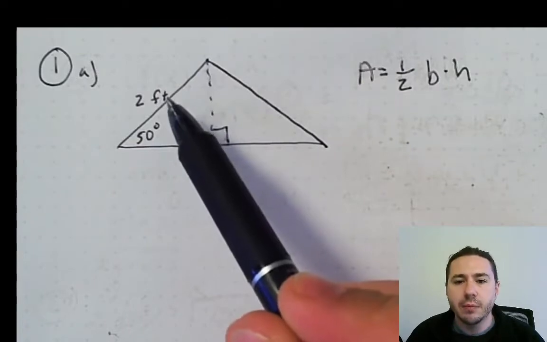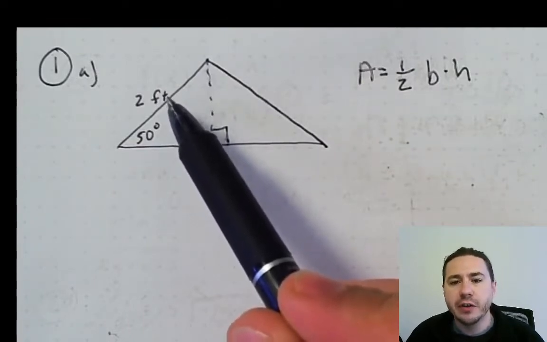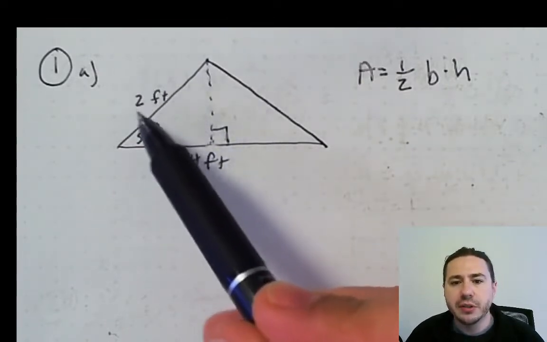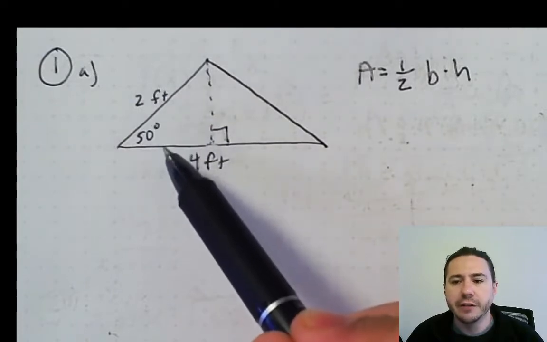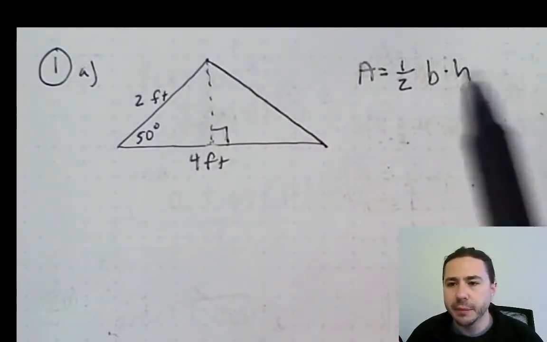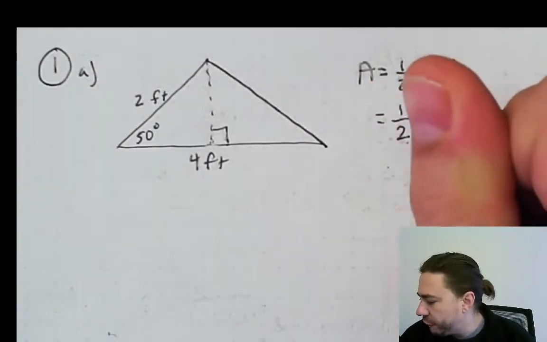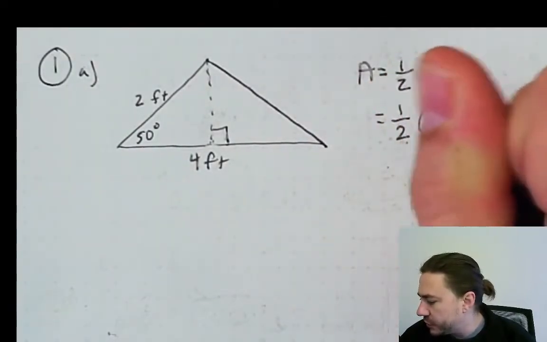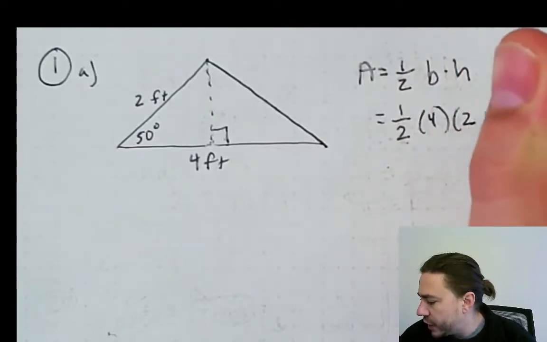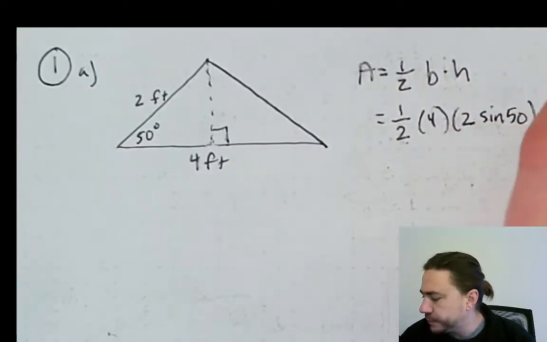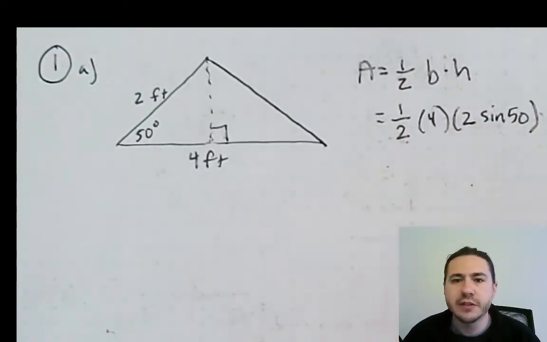So we talked about that a little bit in the notes video, so I'll just kind of jump right to it. It's going to be 2 times the sine of 50 degrees, and that's what the height is going to be. So we're going to plug everything in here, substitute 4 for the base, and we're going to substitute 2 times sine 50 for the height. And then we're going to plug all this into the calculator.